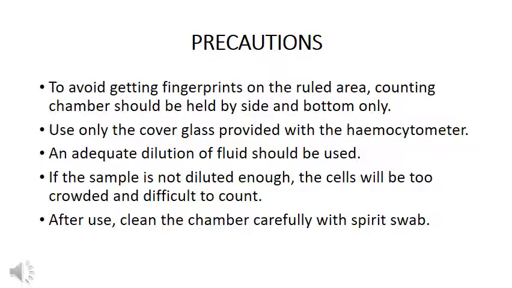An adequate dilution of fluid should be made before counting. We should make the counting according to guidelines. There are a number of guidelines available. According to the sample, if we have to count WBCs, we have to add Turk solution, in a certain ratio, and then load it onto the Neubauer chamber. So all of this depends upon the guidelines. If the sample is not diluted enough, the cells will be too crowded and difficult to count. So this means dilution is necessary.